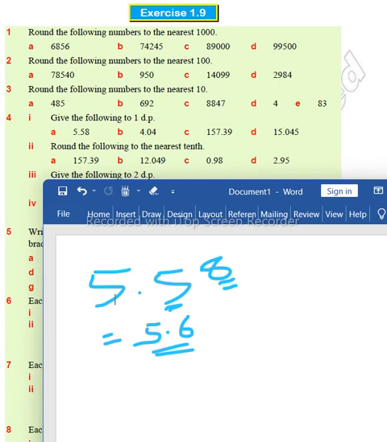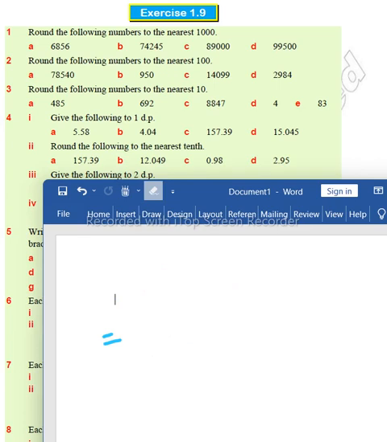So this is for letter A. Let us do for letter B. Letter B says that 4.04. So we simply put this number like this, 4.0, because as you see the number next to 0 is 4, and 4 is less than 5, so we have to leave it as it is.